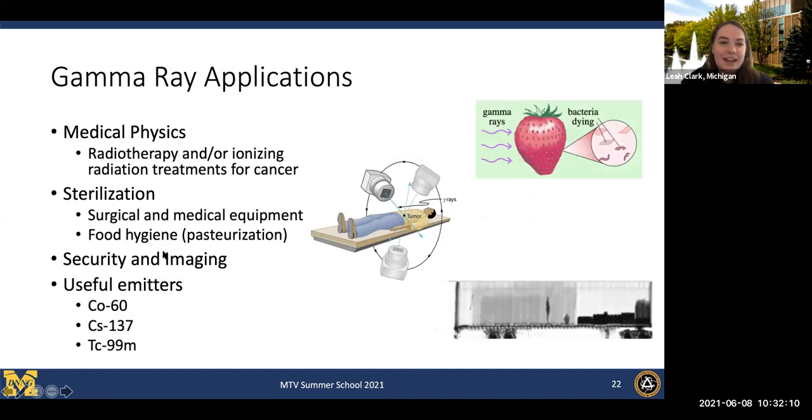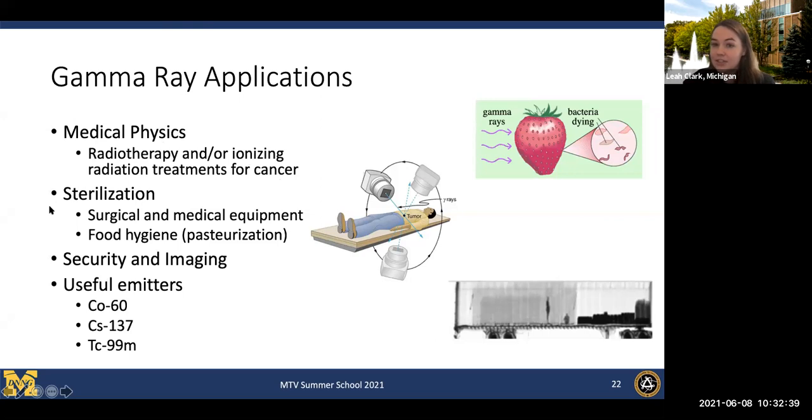The last thing I'm going to talk about briefly are just some gamma ray applications. So gamma rays are very applicable in medical physics, including radiotherapy, ionizing radiation treatments for cancer. You might have heard of PET scans or using gamma rays to kill cancer cells and tumors. Here we have a visual right there for the medical physics side. So these are very applicable.